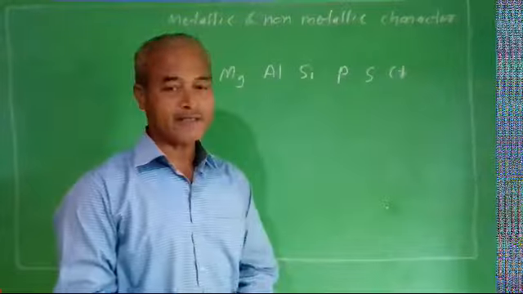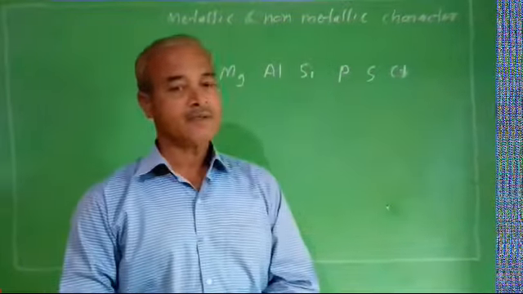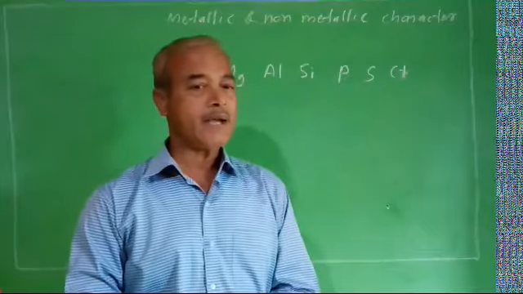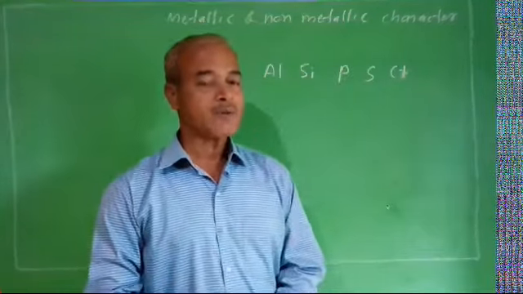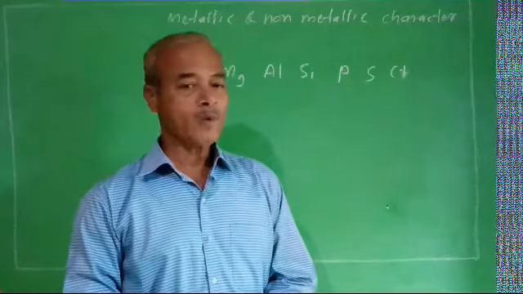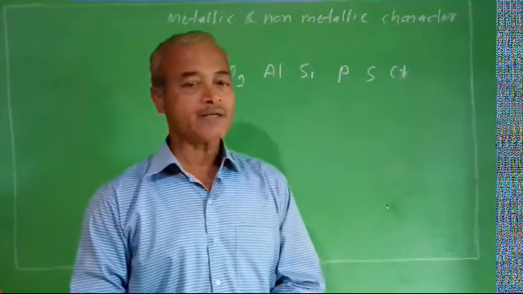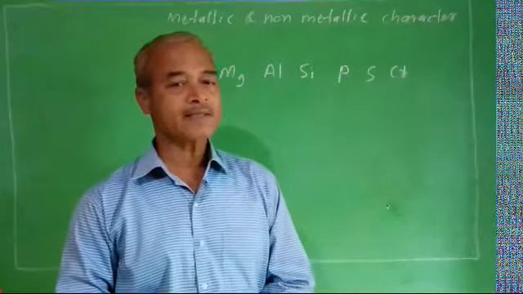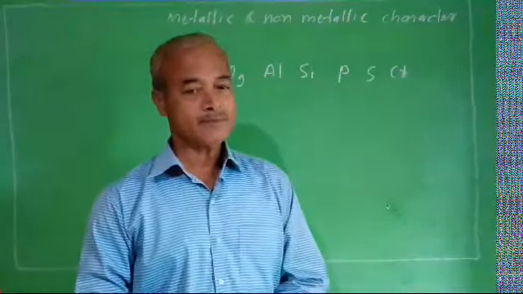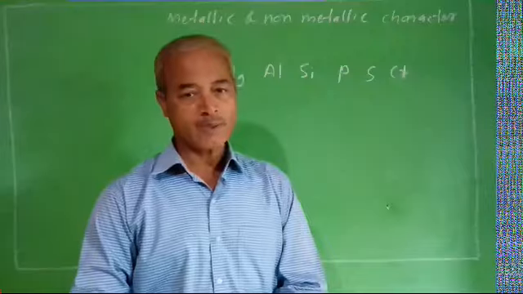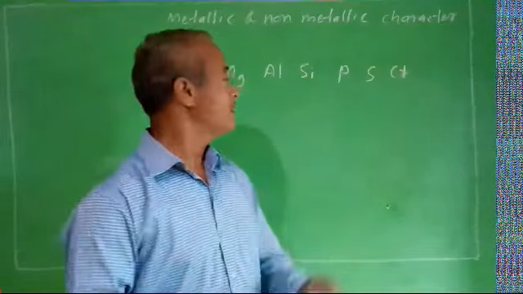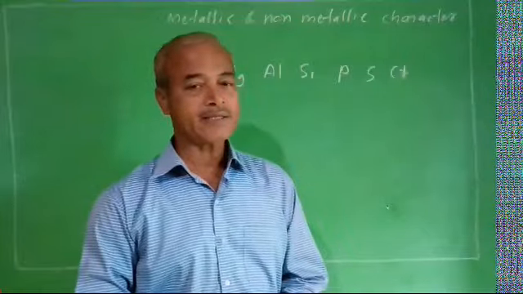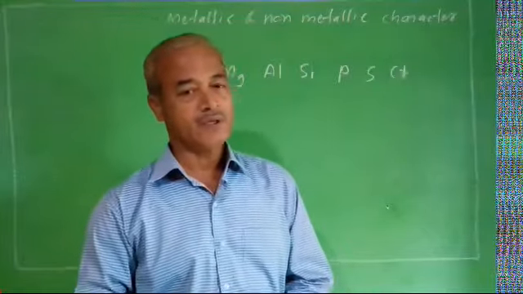Aluminium has three valence electrons. The size of aluminium atom is slightly less than magnesium. So aluminium loses three electrons, but it does not lose electrons as easily as sodium or magnesium. So aluminium is less metallic or less electropositive.